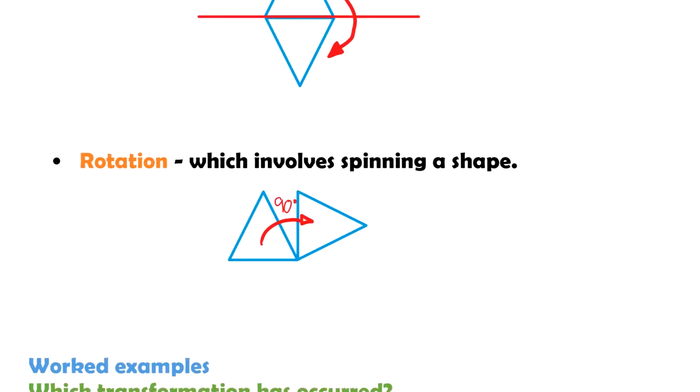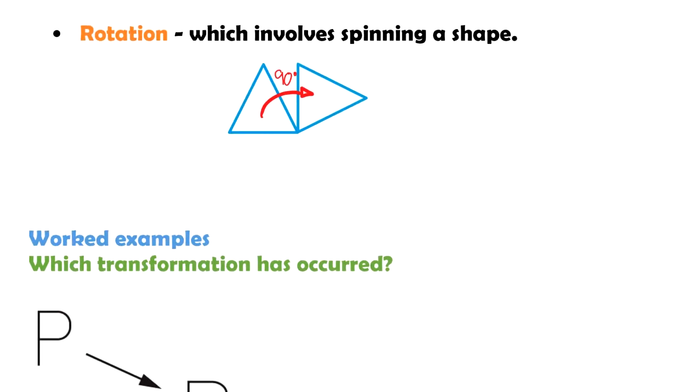The next one is rotation, and rotation involves spinning a shape. As you can see, that's been spun around a point, so obviously this is the main point, and it's spinning 90 degrees around that point.